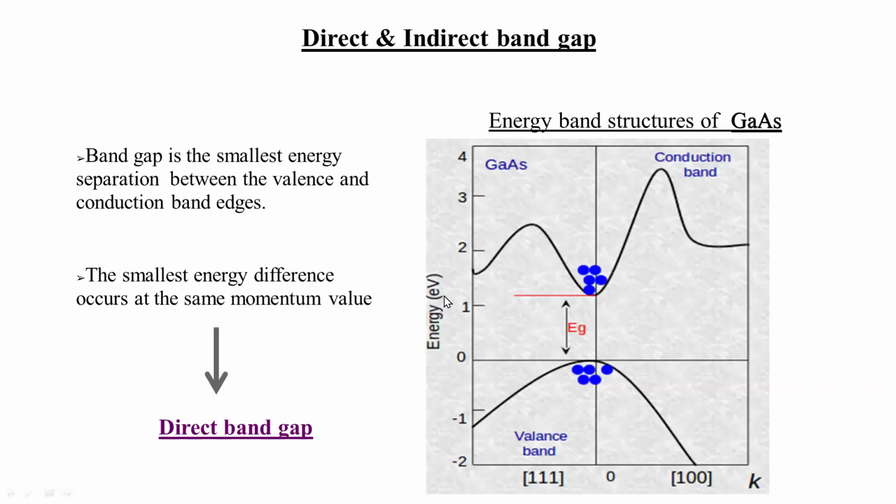So what are direct and indirect band gaps? This is the valence band, and this is the conduction band. If the maximum of the valence band and the minimum of the conduction band meet at the same wave vector k, it is referred to as a direct band gap. If the minimum of the conduction band and maximum of the valence band meet at different values of k, then it is referred to as an indirect band gap. In other words, in a direct gap the smallest energy difference occurs at the same momentum value. If the momentum of the electron changes, then it is an indirect band gap. If it is not changed, then it is a direct band gap.